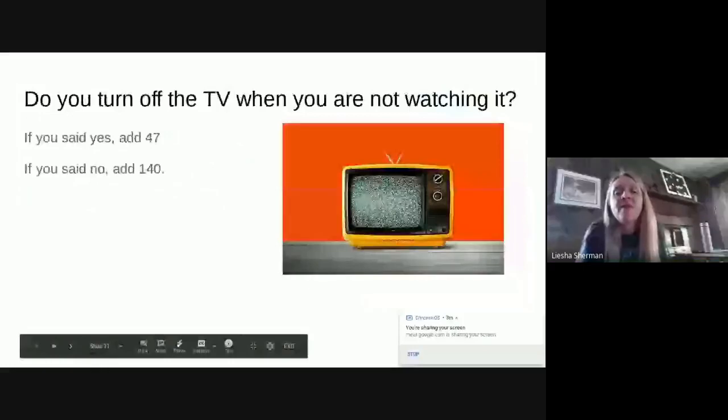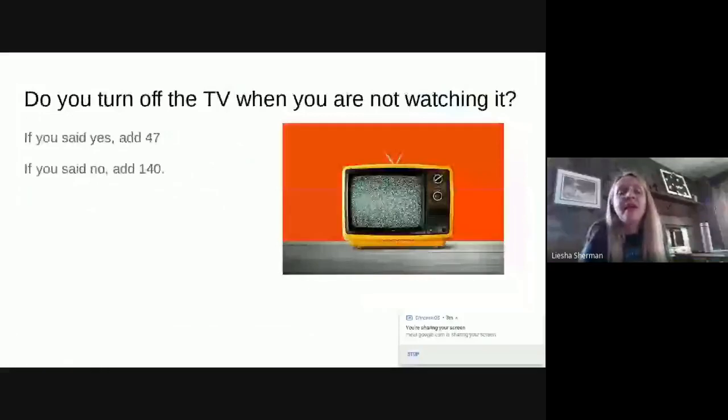Do you turn off the TV when you are not watching it? If you said yes, add 47. If you said no, add 140.